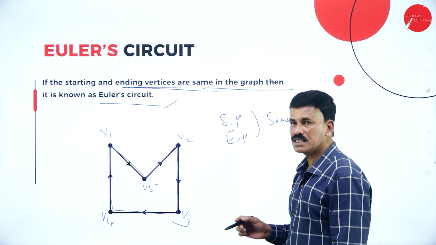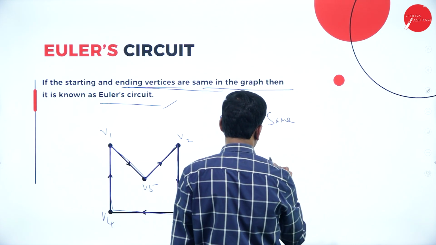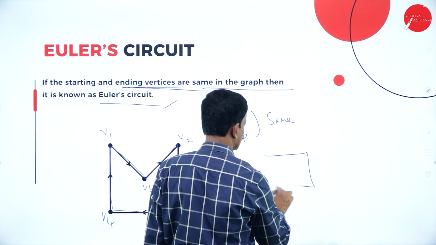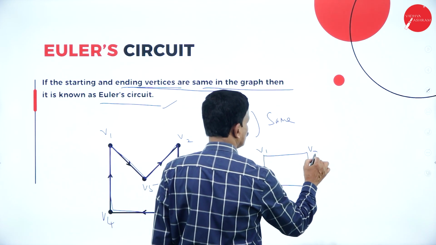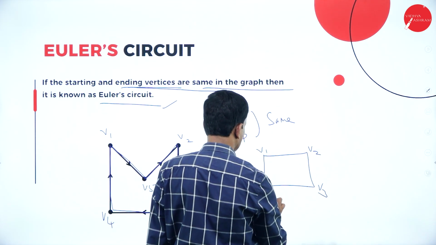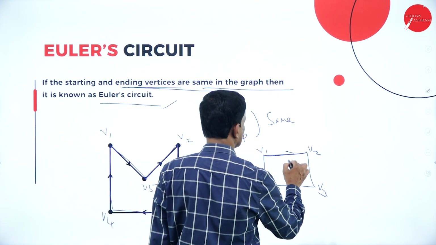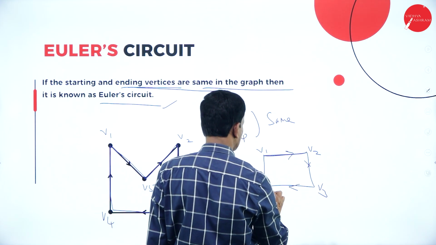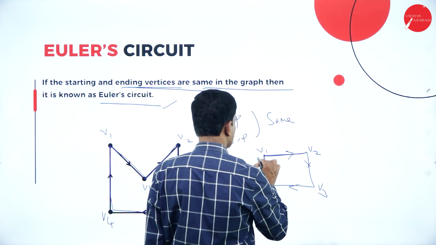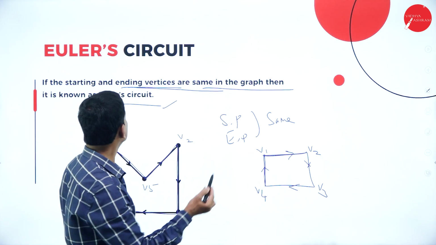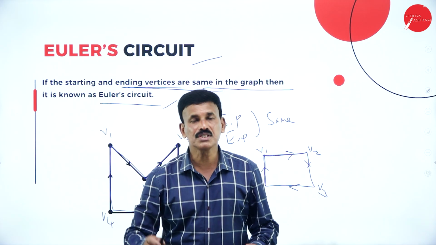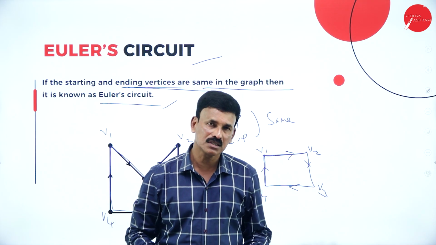If the starting and ending vertices are the same in the graph, then it is called an Euler's circuit. Another example we can write: V1, V2, V3, V4. It will start in this direction and again come back to the start. This is also an example of an Euler's circuit. These are the basic things regarding graph theory.